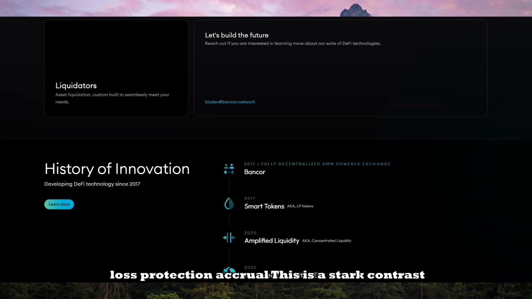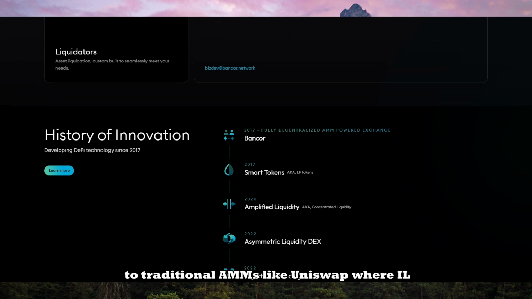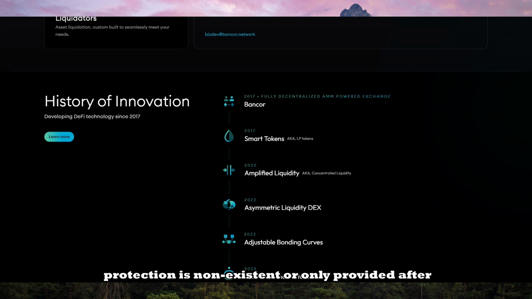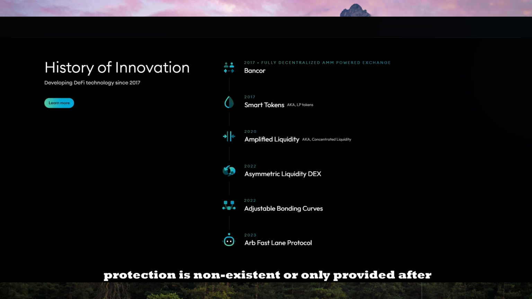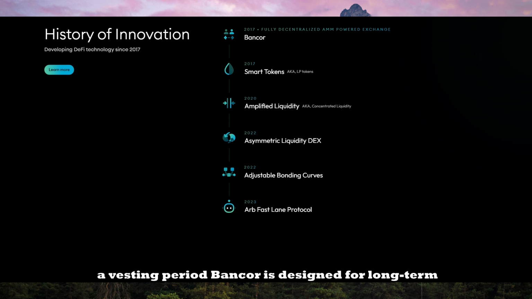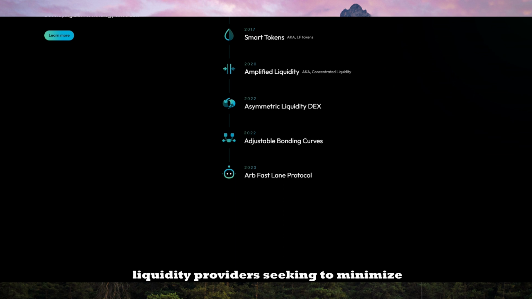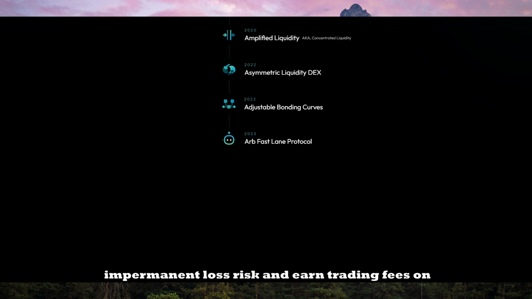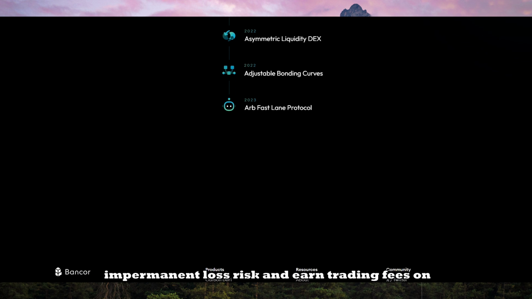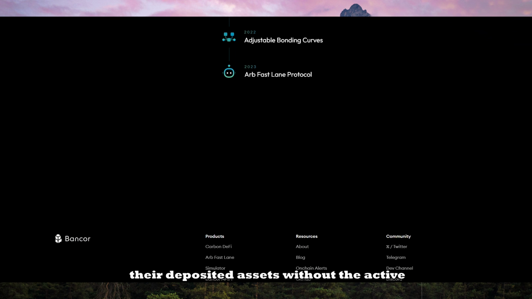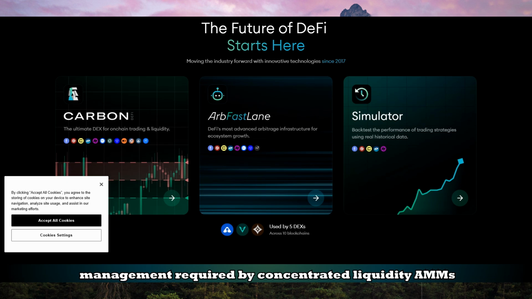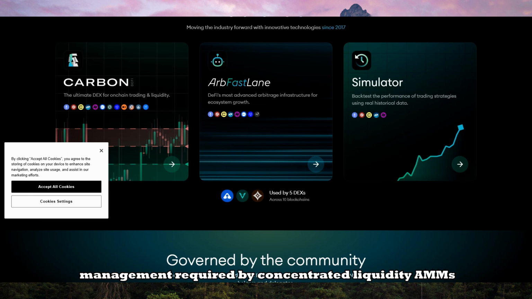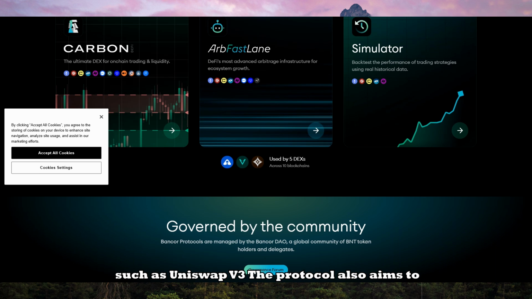This is a stark contrast to traditional AMMs like Uniswap, where IL protection is non-existent or only provided after a vesting period. Bancor is designed for long-term liquidity providers seeking to minimize impermanent loss risk and earn trading fees on their deposited assets without the active management required by concentrated liquidity AMMs such as Uniswap v3.